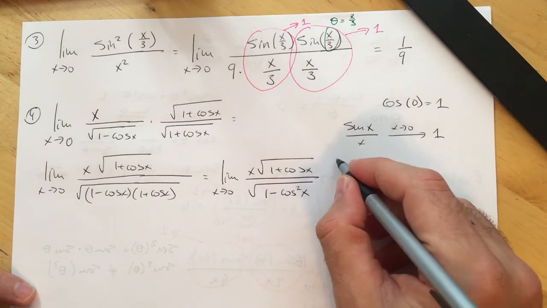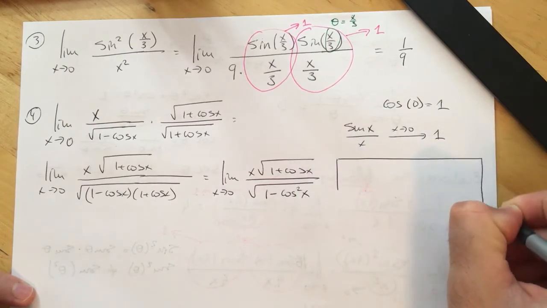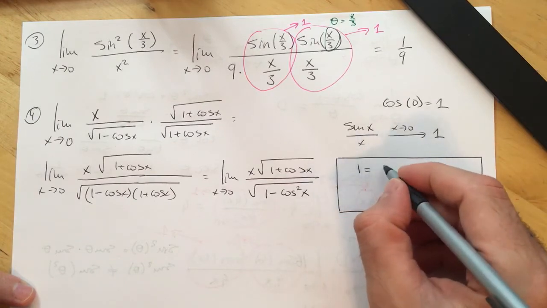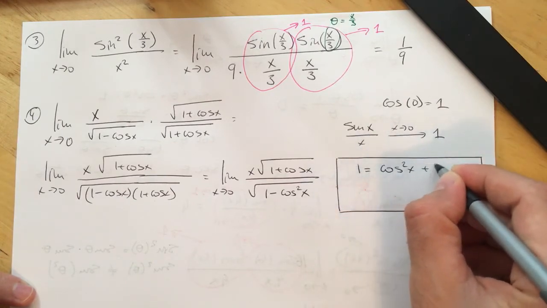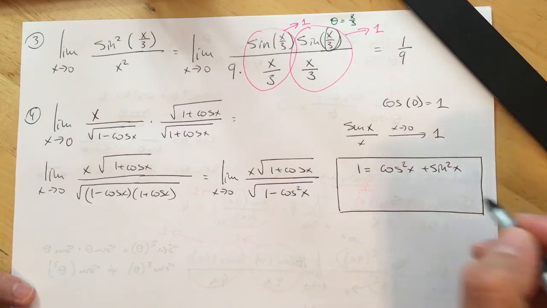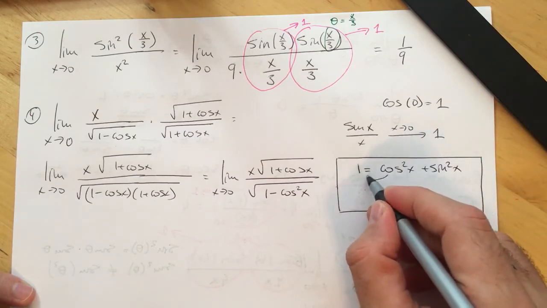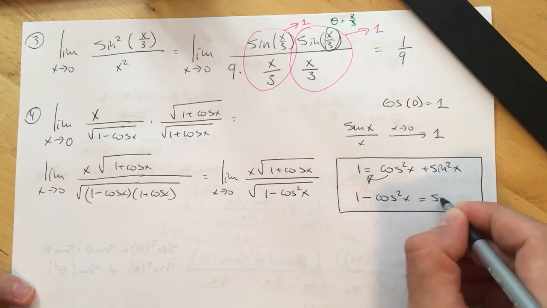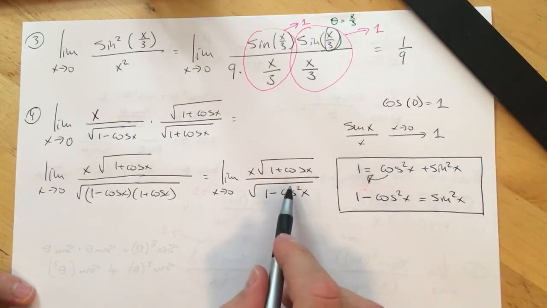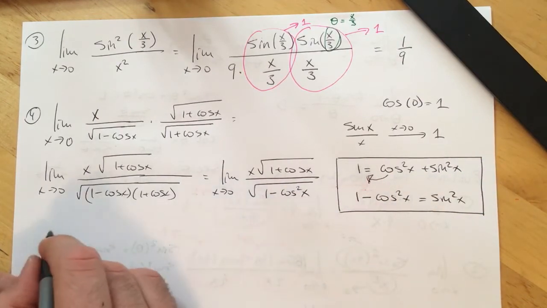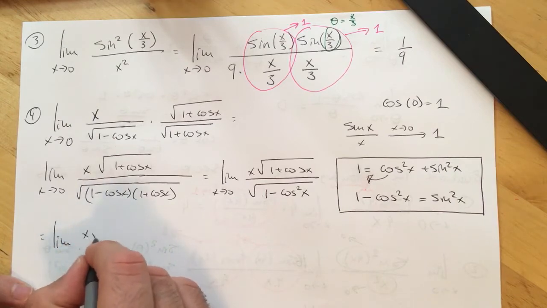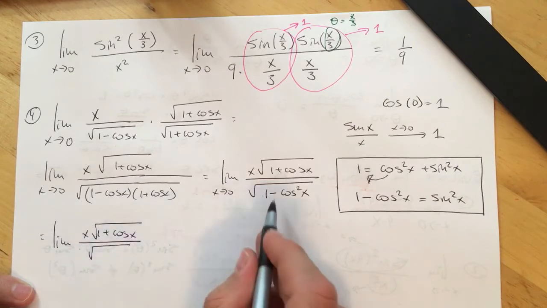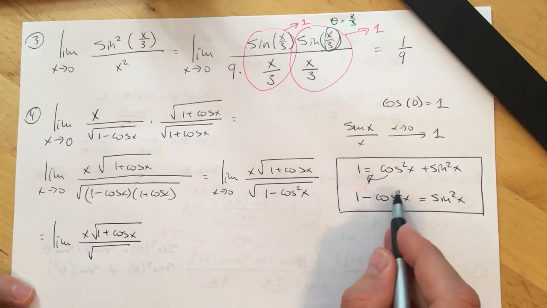Okay, but now what did I say? The most important trigonometric identity is 1 is equal to cosine squared of x plus sine squared of x. Now if you bring cosine squared on this side of the equation, you get 1 minus cosine squared of x is equal to sine squared of x, which means that the expression under this root is simply square root of 1 minus cosine squared. 1 minus cosine squared is sine squared.